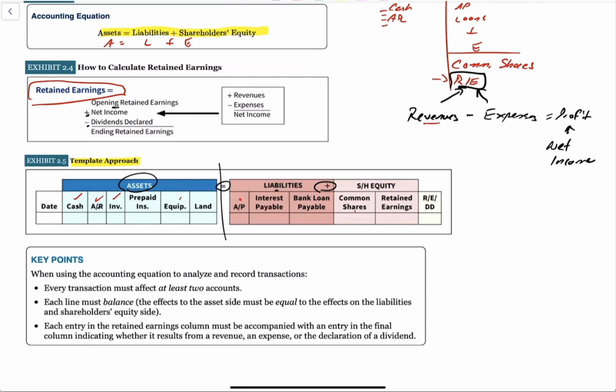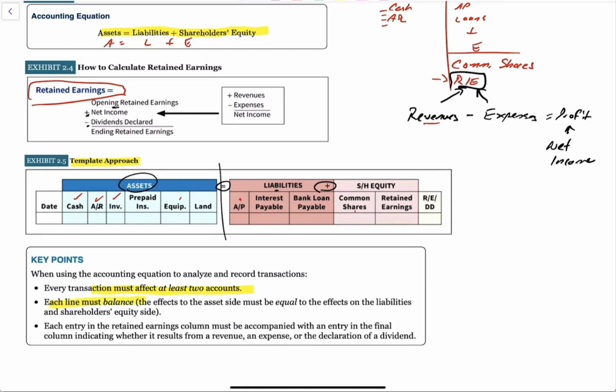If you're into science fiction and Star Trek, matter and antimatter, we have equal amounts of those. And if we have an imbalance, bad things happen. So every transaction affects at least two accounts, two or more. We can have multiple accounts, but at least two.